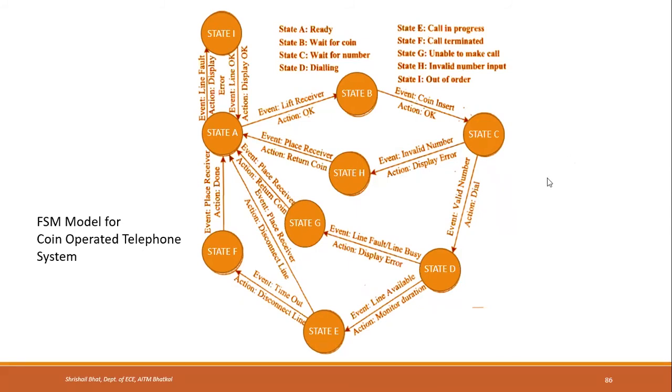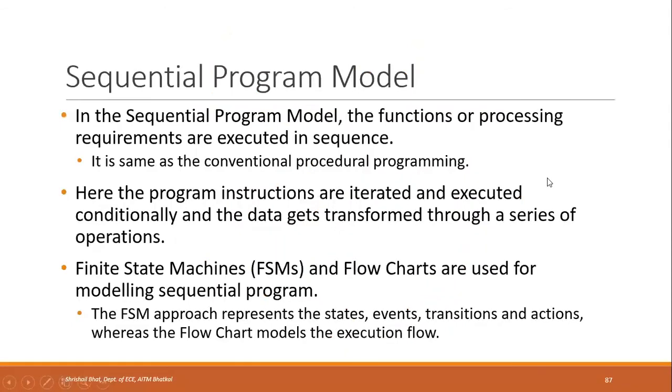Next kind of computational model is the sequential program model. The name itself indicates it is one after the other, right? Sequential program execution. So the functions or processing requirements are executed in sequence, one after the other. It is the same as conventional procedural programming, which is sequential. In the same way here, it is the sequential program model.